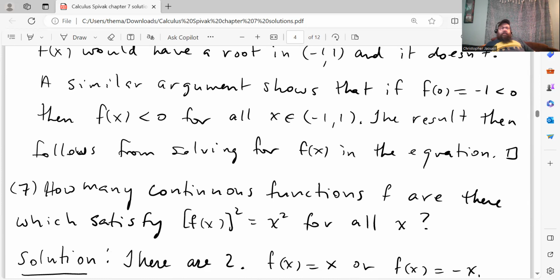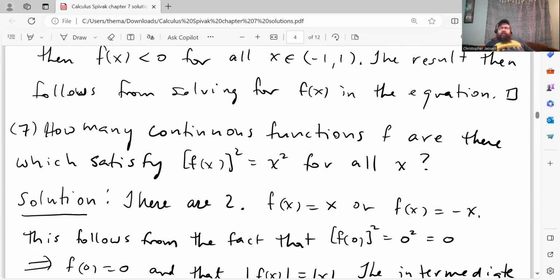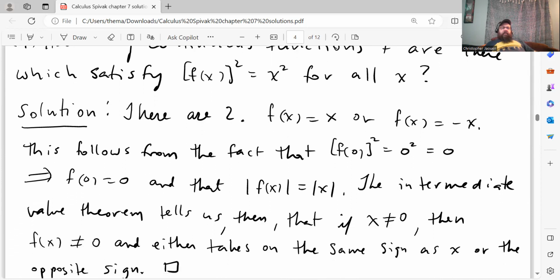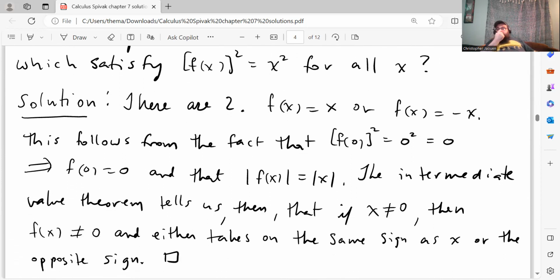All right, question number 7. How many continuous functions f are there which satisfy f of x squared equals x squared for all x? This is a very similar type of thing to the one that we just did. So here's my solution. There are 2. F of x equals x, or f of x equals negative x, which follows from the fact that f of 0 squared equals 0 squared, which is 0. So that means that f of 0 has to be 0.